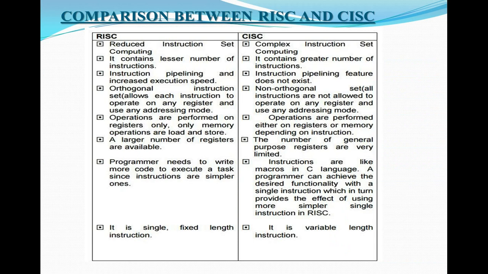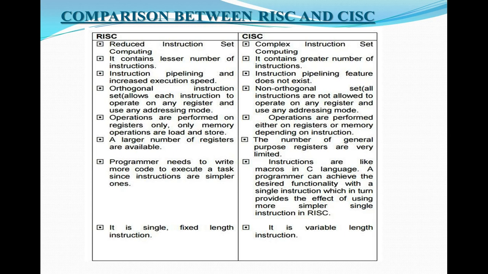So here you can see there are two architectures. The first one is the RISC architecture and the second one is the CISC. Okay, so let us see the difference between RISC and CISC. The first, RISC, has the reduced instruction set. RISC stands for reduced instruction set computing, and the long form of CISC is complex instruction set computing. And next, RISC architectures contain a lesser number of instructions, whereas CISC is going to contain a large number of instructions.